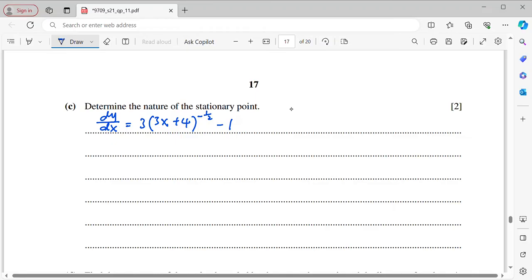Now, I need to get the second derivative. So keep the 3, bring down the negative half, rewrite the function. Then now the degree, instead of negative half, you minus another 1. So it means that negative half minus 1 is negative 3 over 2. Then differentiate 3x + 4, it will be a 3. So minus 1 becomes 0. Then from here, you simplify, it will be negative 9 over 2.